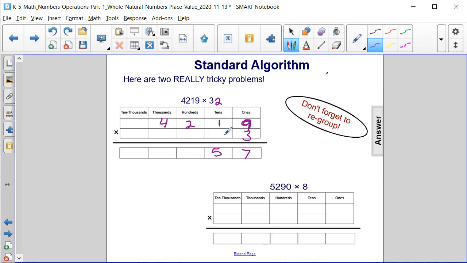So next we have 3 times 2, or 3 times 200, which would be 600, so we can put a 6 in the hundreds place. And then we're going to multiply 3 times the 4,000, and we will get 12,000. So we will need to write 1 ten thousand and 2 thousands in our final answer here, which is 12,657.